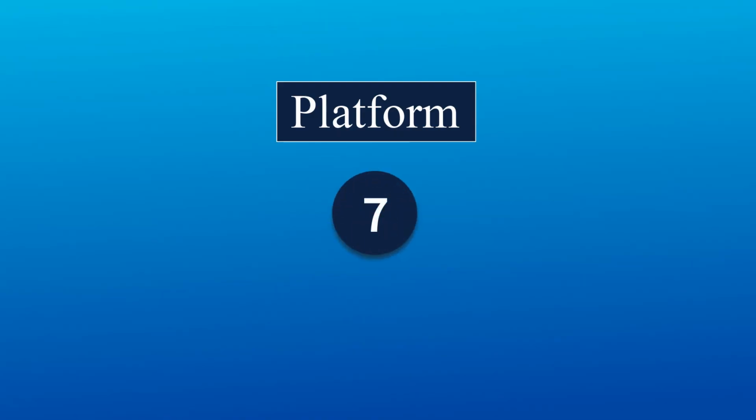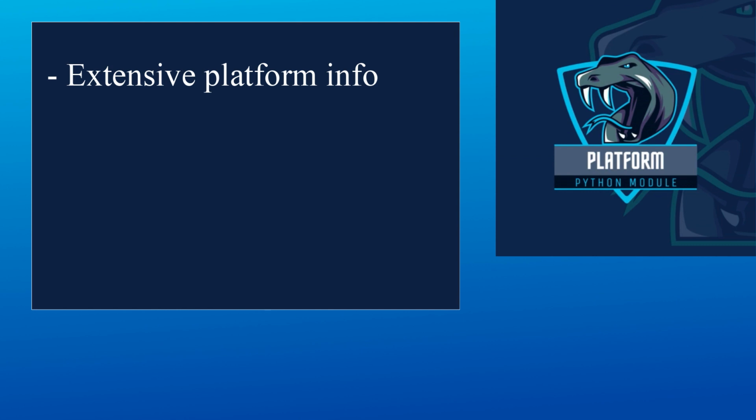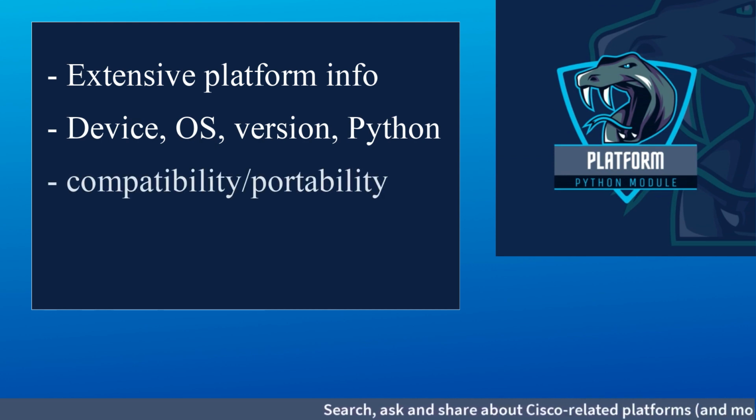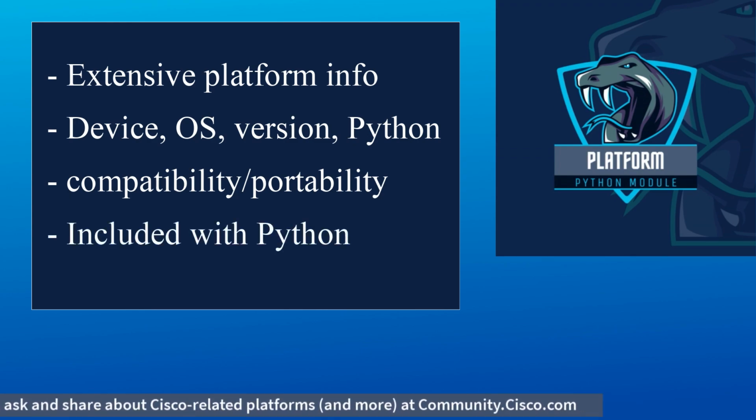Number 7. Platform. The platform module is used to view as much info as possible about the platform. This includes info about the device, the operating system, Python, etc. This is important for the compatibility and portability that DevOps requires. Platform is included in the standard Python 3 library. Just import it into your code.